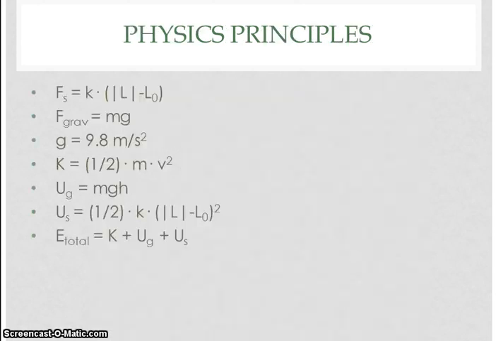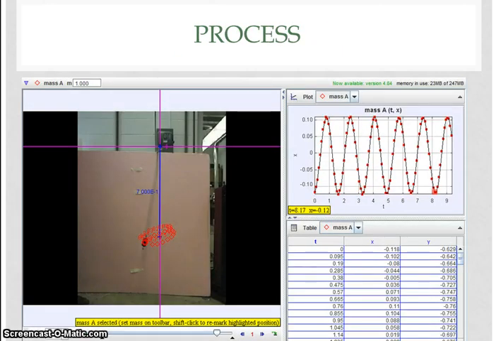These are the equations that one should know when completing and analyzing this lab, including Newton's second law, Hooke's law, the momentum principle, and the energy principle. In Tracker, I chose the origin to be the attachment point of the spring, and the x-axis was horizontal while the y-axis was vertical.